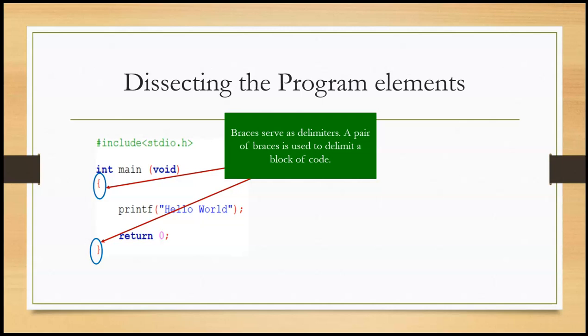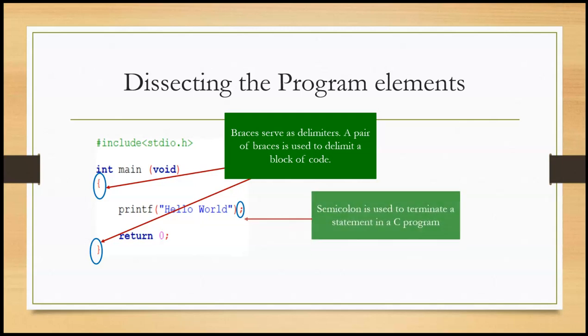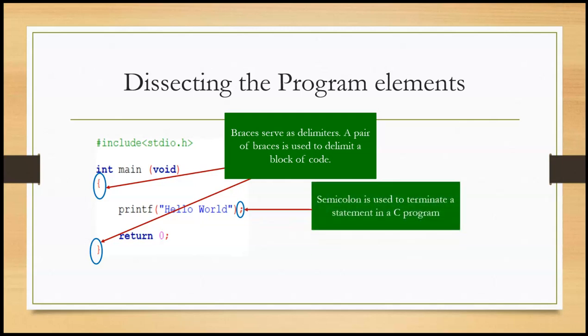The statement int main void is followed by a pair of braces, and these braces serve as delimiters. A pair of braces basically is used to delimit a block of code. Semicolon is used to terminate a statement in a C program. Every C statement must end with a semicolon. The semicolon thus serves as the statement terminator.